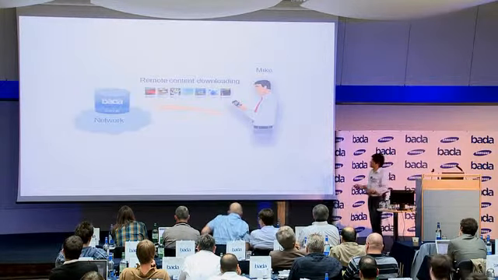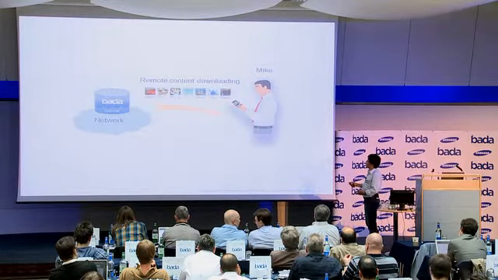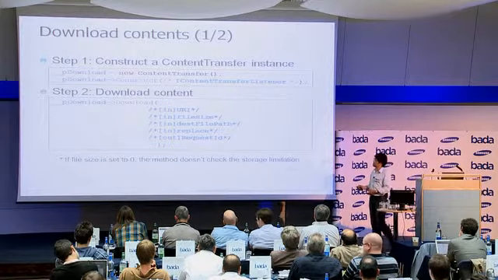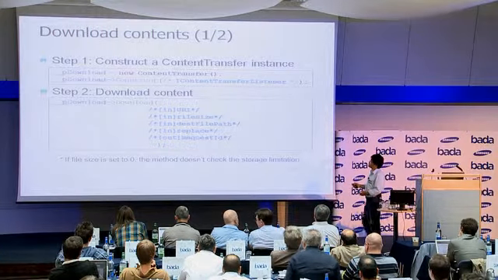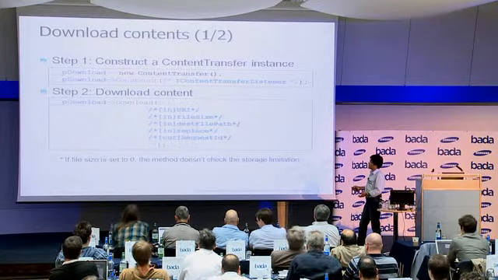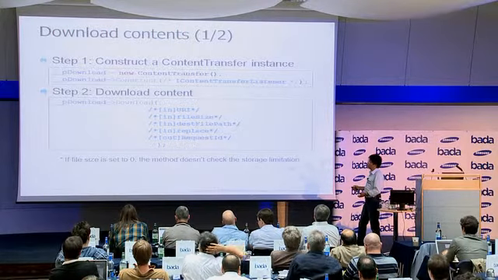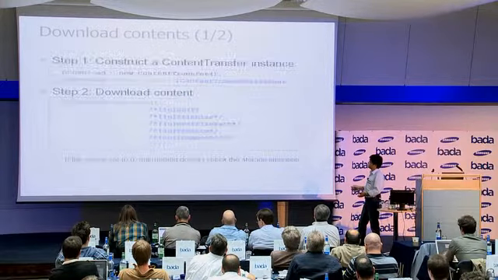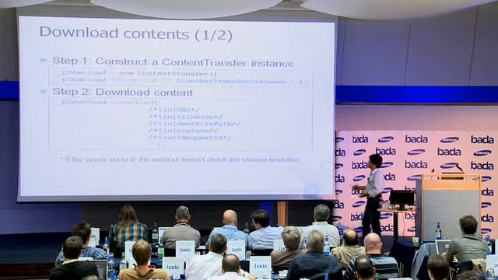So once it has searched the information, you get a list of files and download them into your device. So how do you download these files? You saw this content transfer class before, and then you can just download by passing the URL. The URL is what you got from the result list, and you download the particular files.